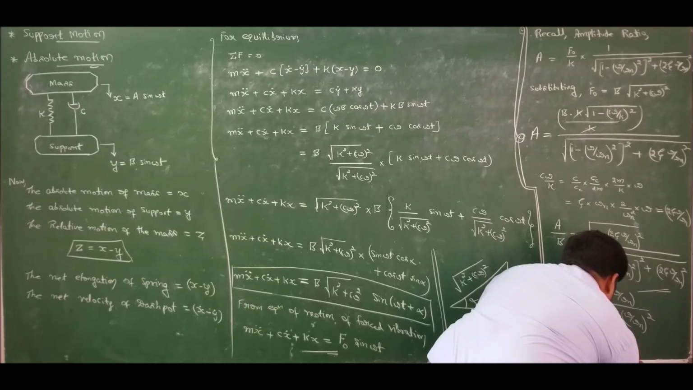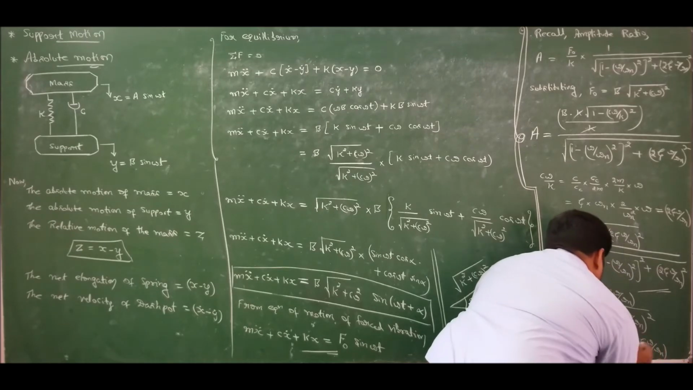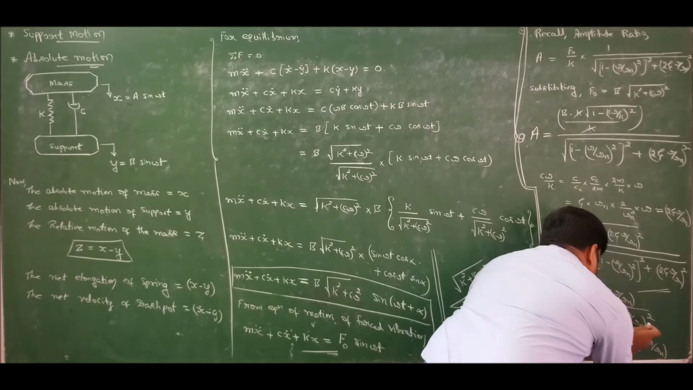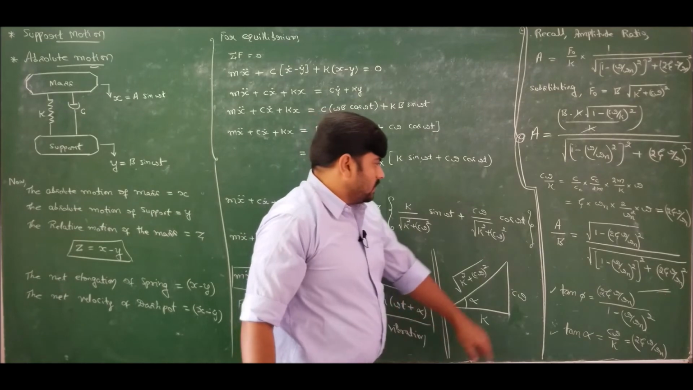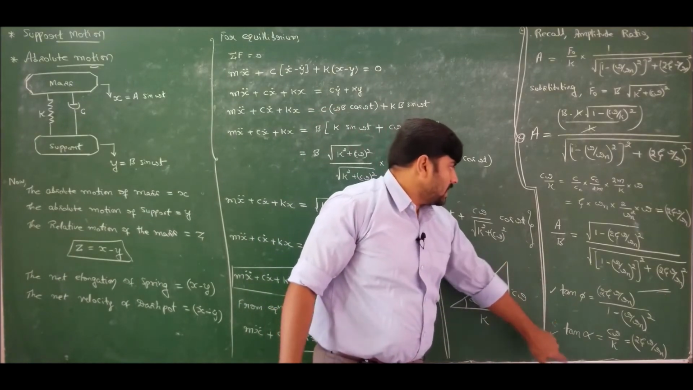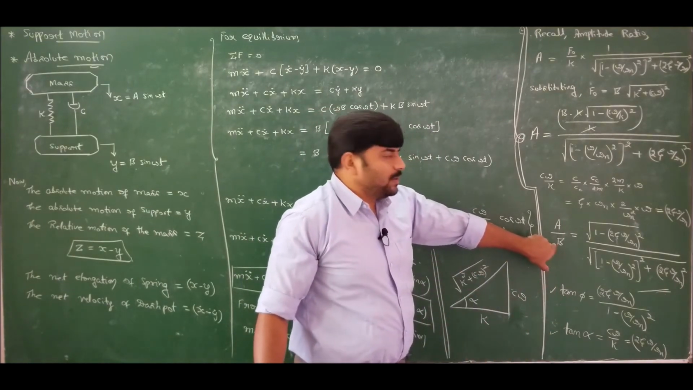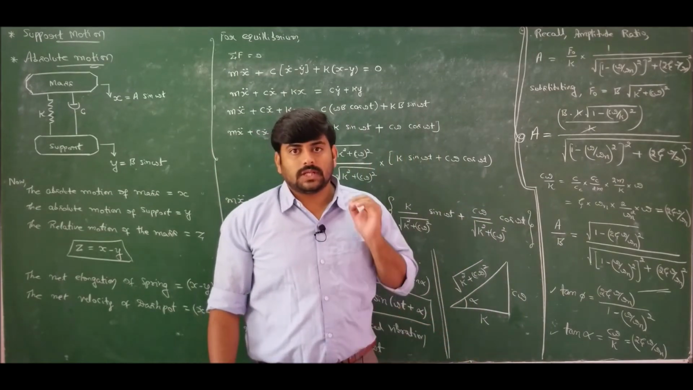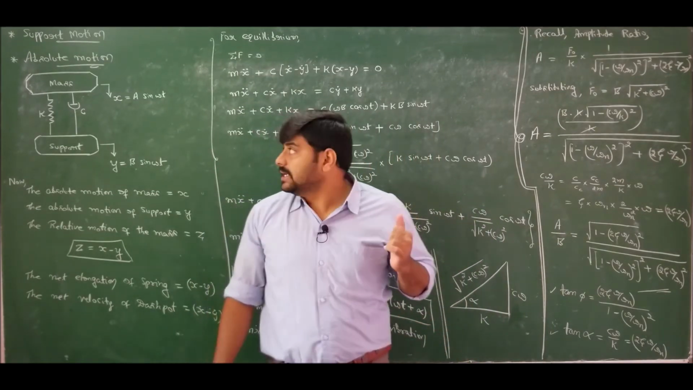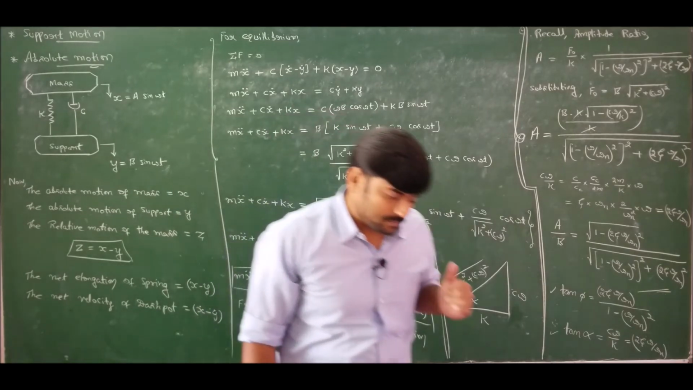That is C omega by k, which is nothing but 2 zeta omega by omega n. So we have the expression for tan phi, the expression for tan alpha, and the expression for the amplitude ratio for absolute motion. Let me pause this video for a while so that you can copy it down. Later we'll discuss relative motion.